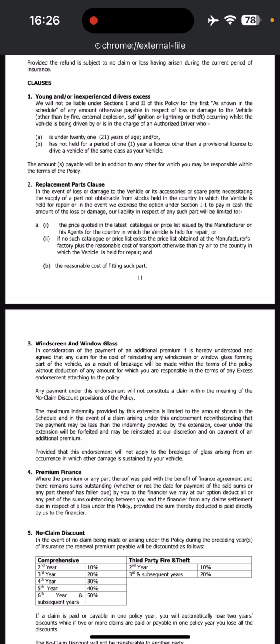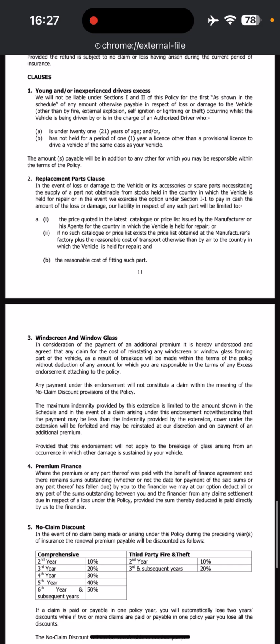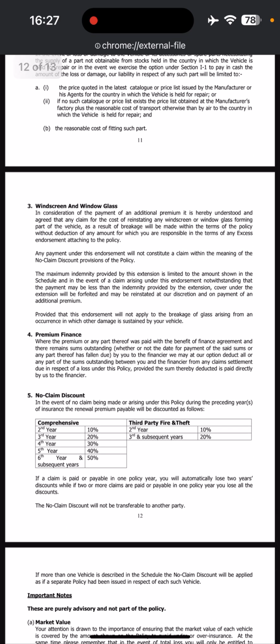So long story cut short, it simply means that if they're finding it hard getting a spare part, they're just going to ask for the price in the market, and then they're going to give you money to sort yourself out. Exactly, yeah. So windscreen and window glass is covered, of course, for free, up to 30,000 Kenya shillings in a standard policy.